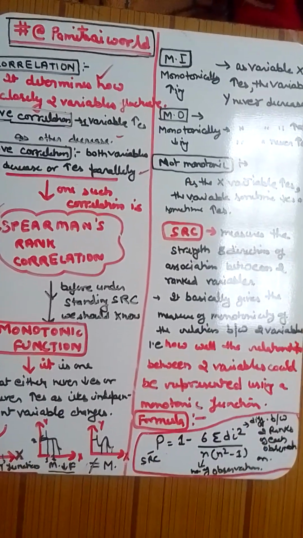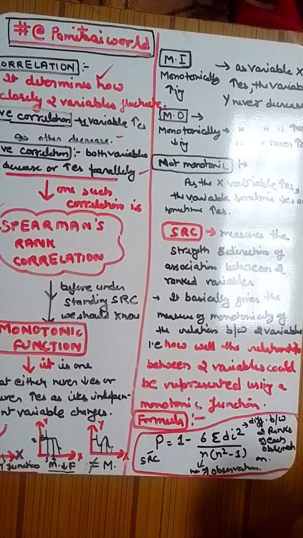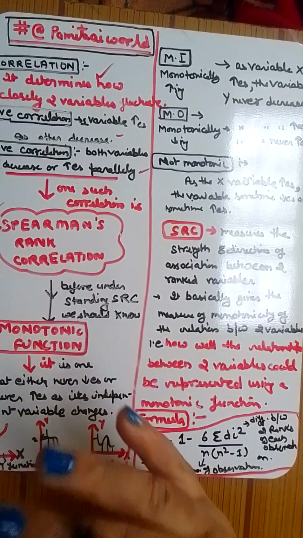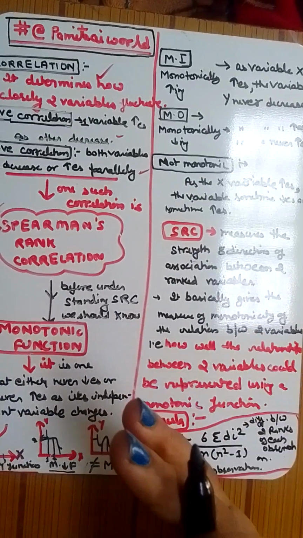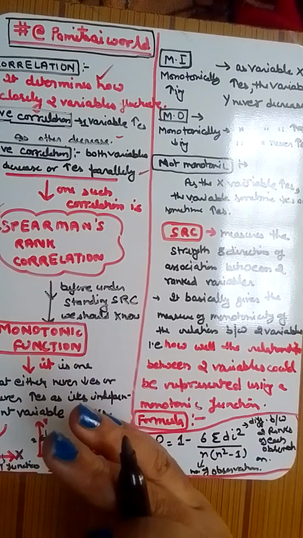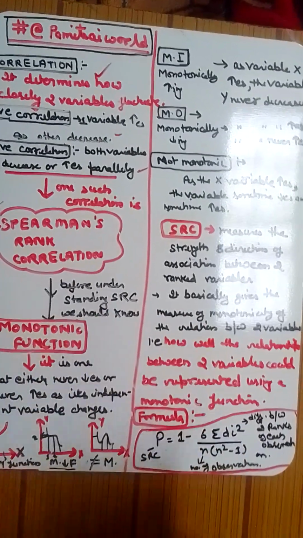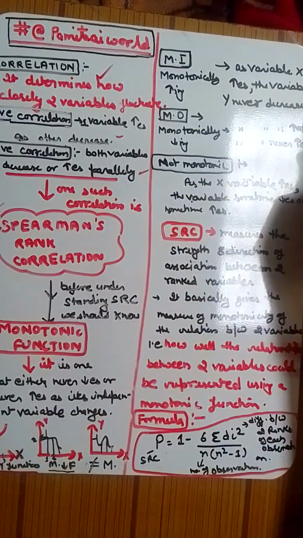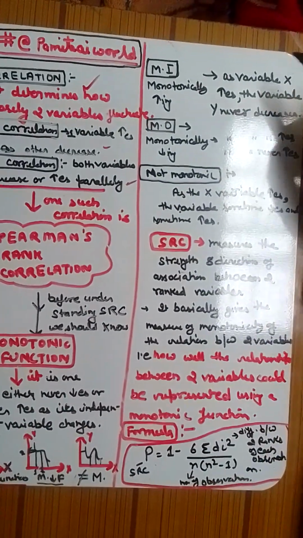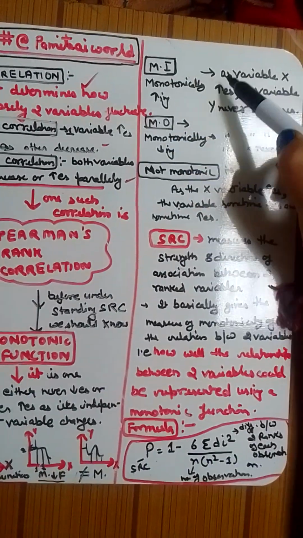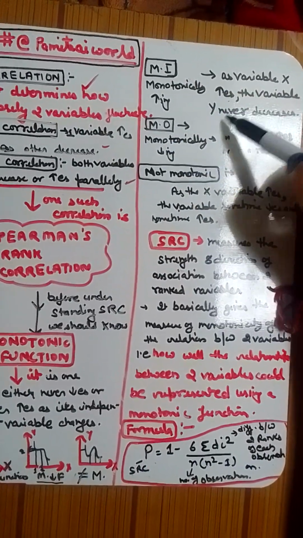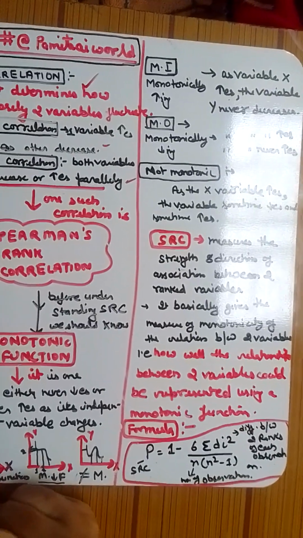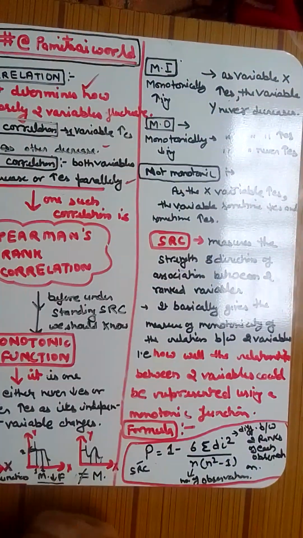All the students who are learning Spearman rank correlation, I know this is a bit difficult topic, but before jumping to the mathematical expression, you should know what a monotonic function is, and I have taught you the simplest part. A monotonically increasing function, this is the theoretical part where I have written, as variable x increases, the variable y never decreases. This is the graph of that particular thing.